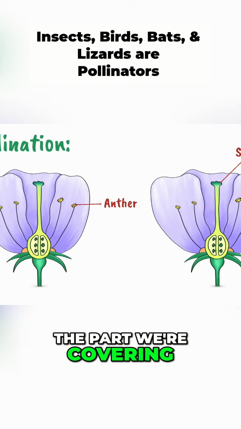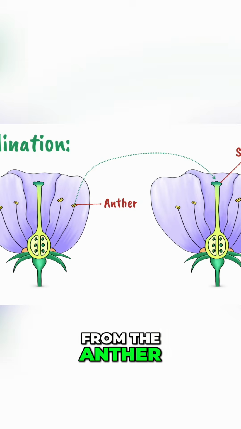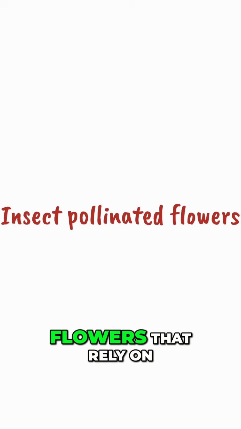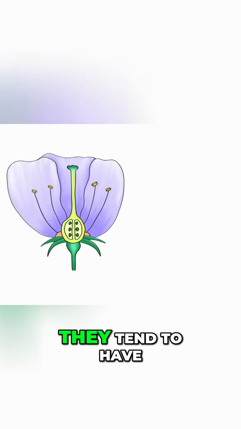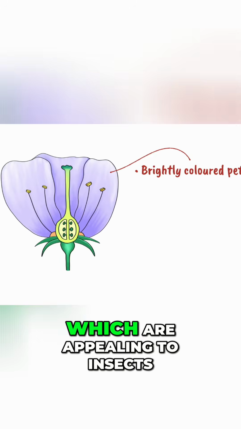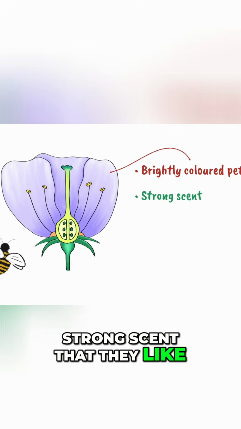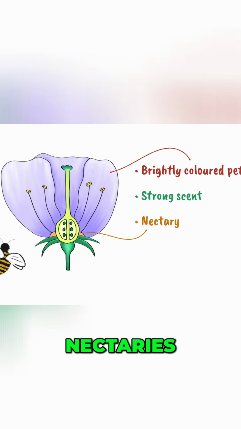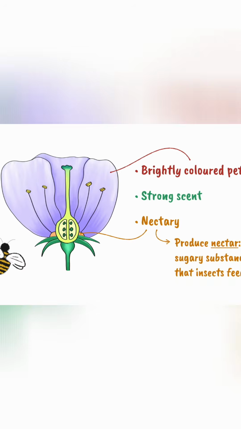Pollination, the part we're covering in this video, is this step here, the movement of pollen from the anther to the stigma. Flowers that rely on insects have several strategies to attract them. They tend to have brightly coloured petals which are appealing to insects, as well as a strong scent that they like. Many flowers also have nectaries, which produce nectar, a sugary substance that insects feed on.